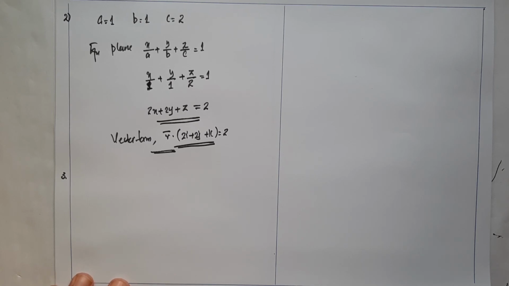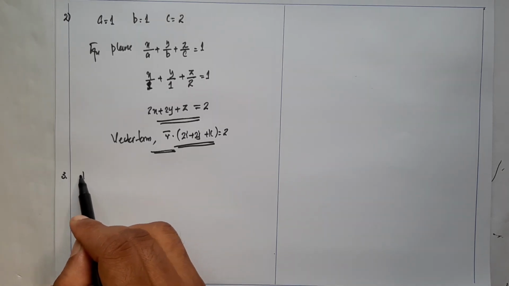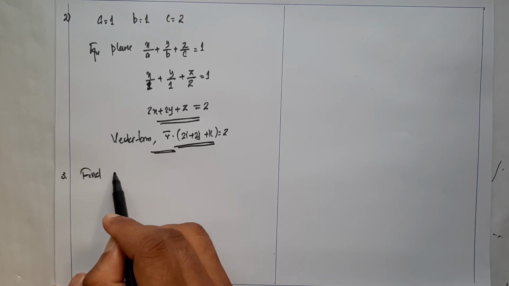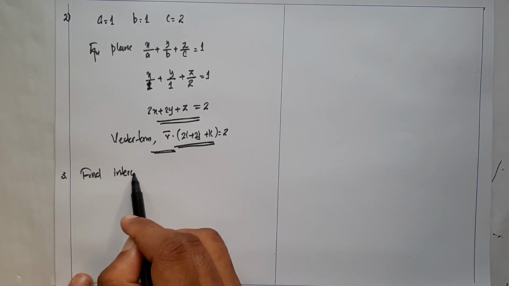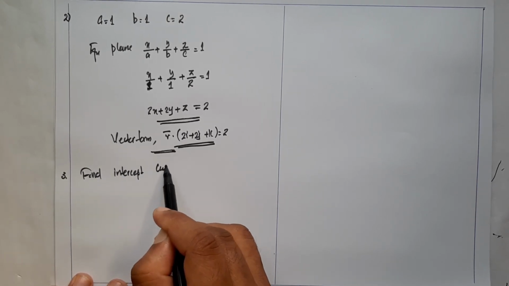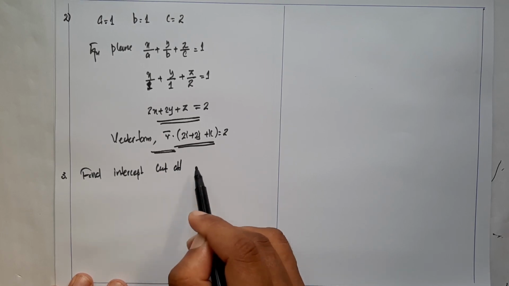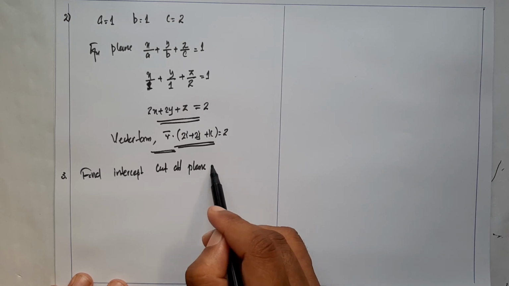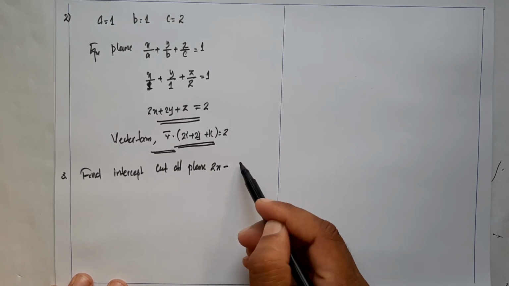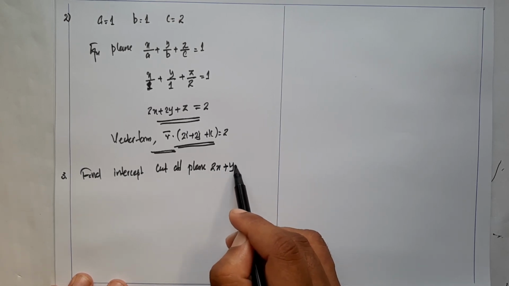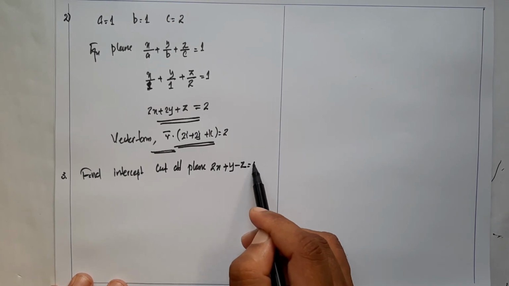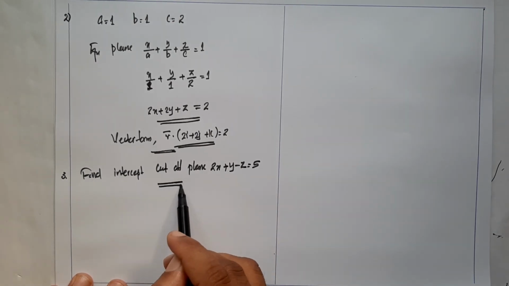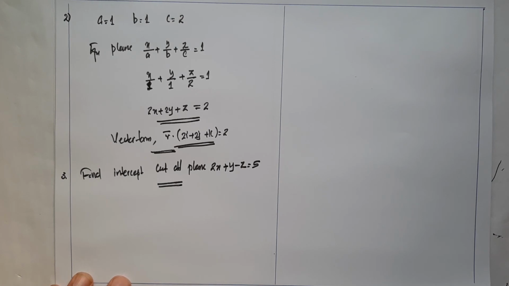Find the intercepts cut off by the plane 2x plus y minus z equal to 5.